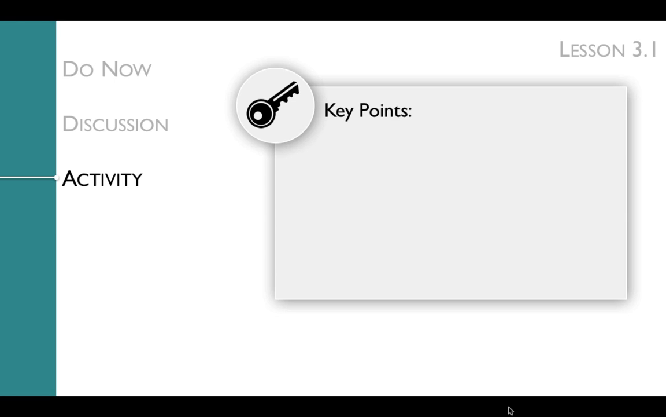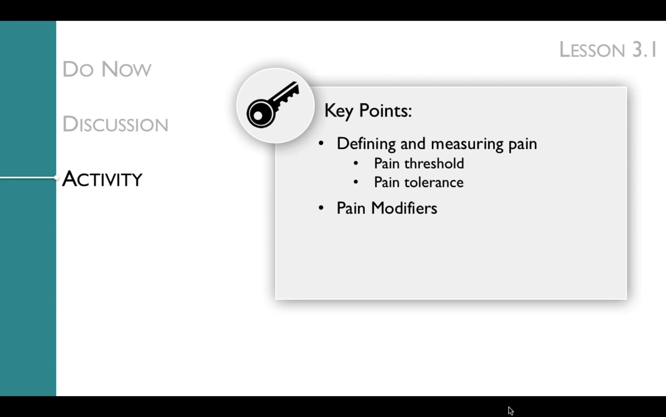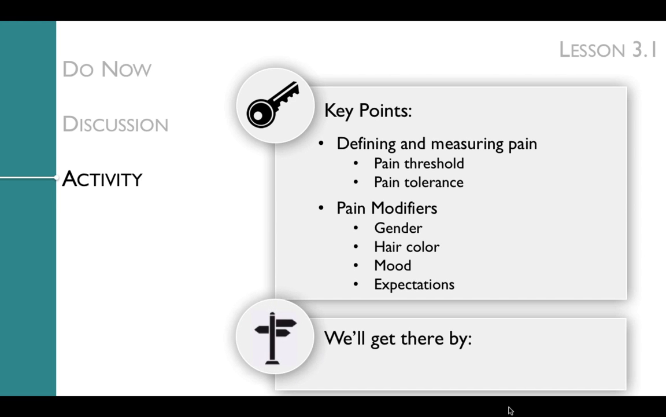The key points of the activity are to show students how scientists go about defining and measuring pain, which is much more complicated than any of the other senses because we each experience it differently. To define and measure pain, we need to define and measure pain threshold and pain tolerance. Additionally, we'll introduce pain modifiers, including gender, hair color, mood, and expectations here. We'll get to these key points by watching and discussing videos.